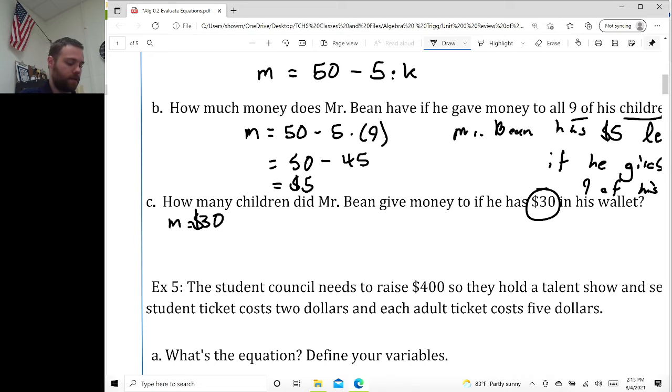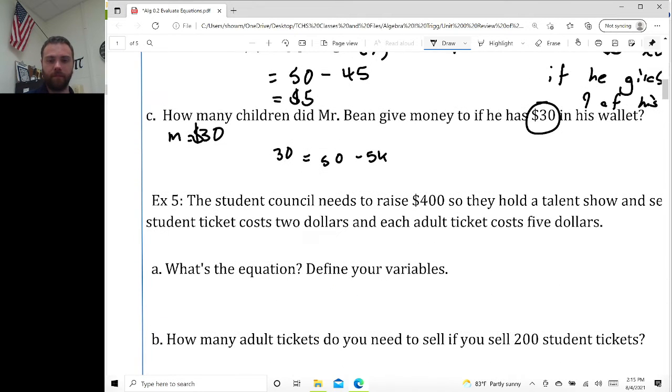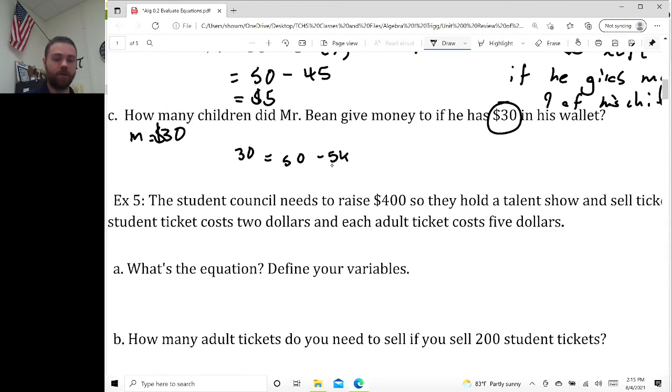So I've got 30, instead of M, I'm putting 30 in its place, because M is equal to 30 in this case, is equal to 50 minus 5K. So what I want to do is solve for K, but I want to get rid of this coefficient, and I want to get rid of this 50. So there's a few ways we can do that. Notice that the 5, I've got a negative symbol in front of it. So I've got essentially this equation. I can rewrite this as negative 5K plus 50 equals 30. So I want to solve that equation.